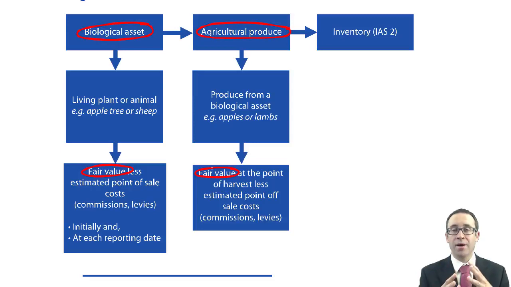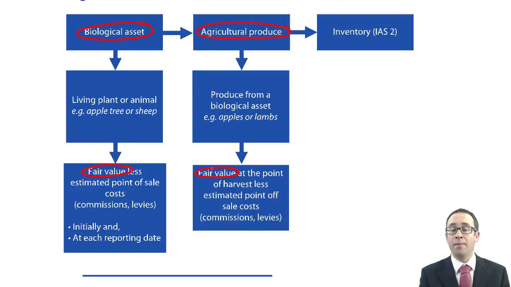With regards to the biological asset, we record its fair value initially and then at each reporting date, because don't forget that a biological asset is going to grow. It could be several years before the apple tree is ripe enough to produce apples, or it could take a few years for the sheep or the lamb to grow large enough to reproduce some agricultural produce. So we remeasure it at each reporting date.